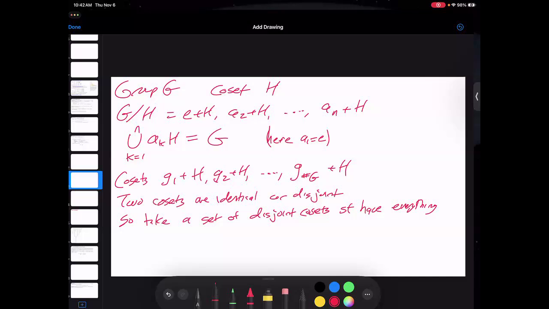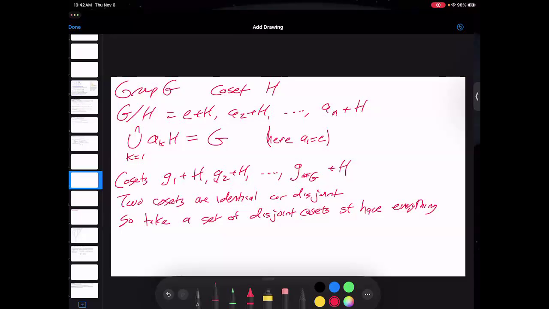You give me any g, it's clearly going to be in the coset g plus H. You give me a g prime, it's in the coset g prime plus H. Every element in G is contained in one of these cosets. Then when I have this list, some of these cosets may be the same, some may be different. And we proved that two cosets are either 100% the same or 100% different. They either have no elements in common or they're the same. And so if I have this list, I might as well prune it.